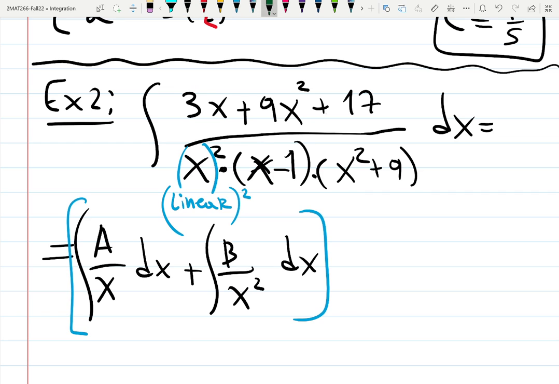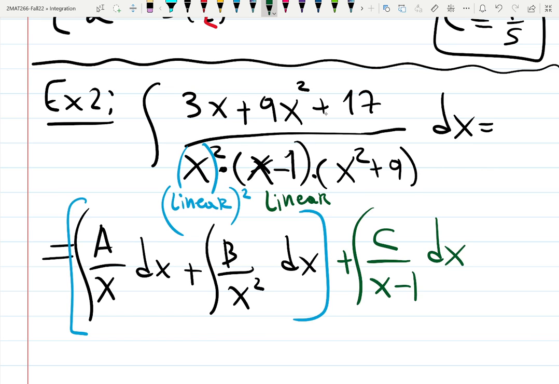How about x minus 1? We just did x minus 1. It's still linear. So we will have C over x minus 1 dx. You can also have A1, A2, A3, and so on. Or you can use the alphabet. And the last one is new. We did not do it before. That's called quadratic. This is quadratic.